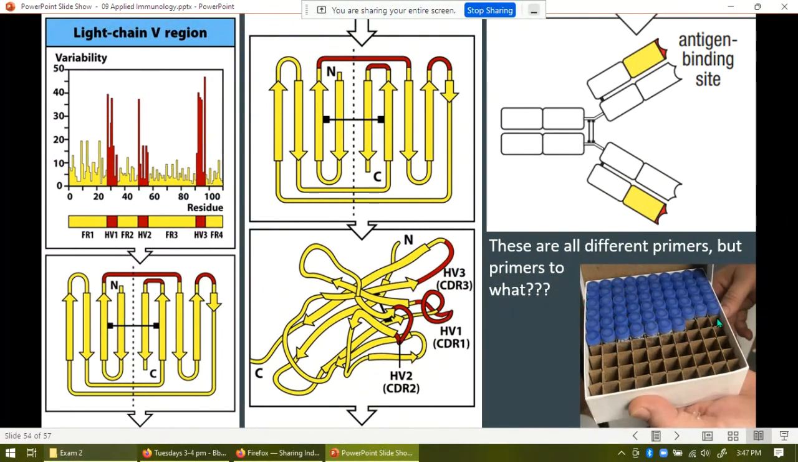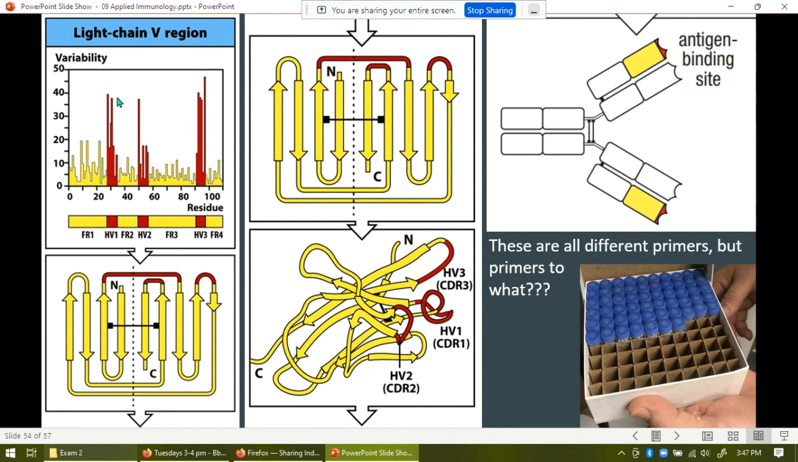Look how many different primers you're going to have to use for this. There are like 40 primers here. The reason you need so many primers is because these framework regions, which are not as variable, still have a lot of variability. Okay, so you're going to need a primer for each of the different mutations that you see here.